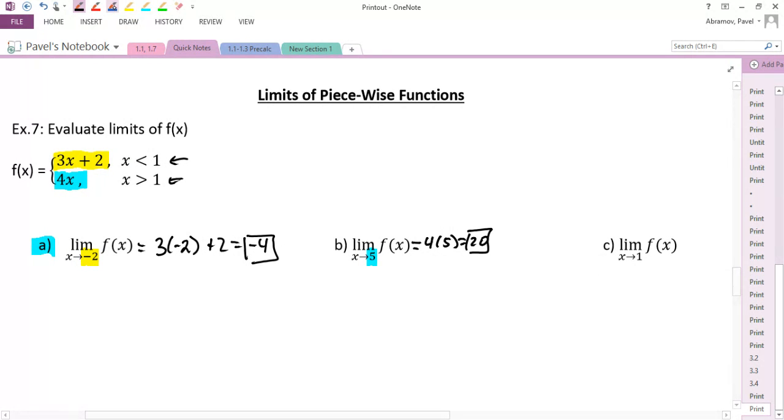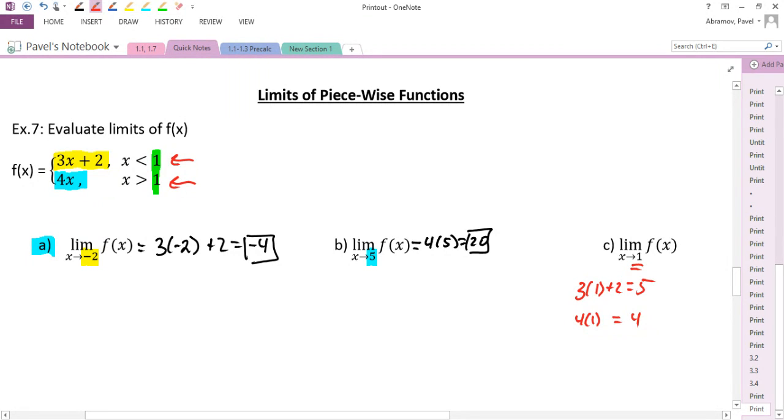Question C. We are approaching 1. But 1 is a special number in this case, because that is the x value that separates our piecewise function. We're using 3x plus 2 when x is less than 1, and 4x when x is greater than 1. So whenever you are approaching that one number that is your breaking point, you need to evaluate both the top and bottom piece. So here we will have two parts. 3 times 1 plus 2, which gives us 5. That means that we're approaching 5 from the left. And then 4 times 1, which is 4, which means we're approaching 4 from the right.